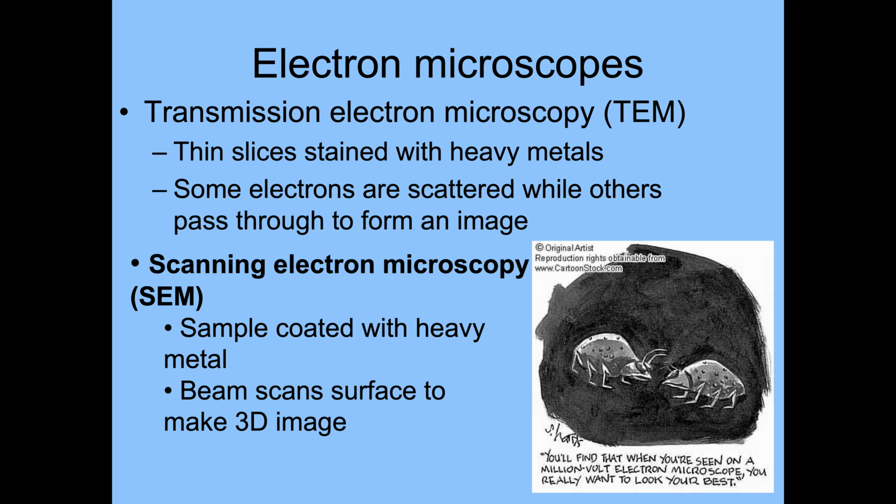Now, scanning electron microscopy works exactly the same way, but instead of the specimen being a cross-section, in scanning we actually look at the outside. So we have transmission electron microscopy, where we can look at the inside of a cell, and scanning electron microscopy, where we look at the outside.